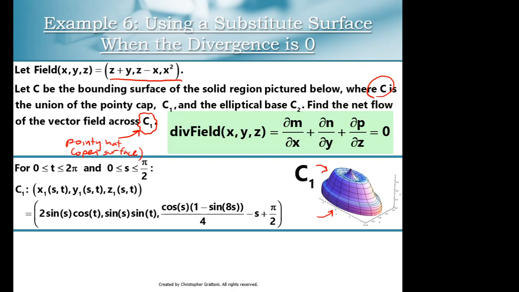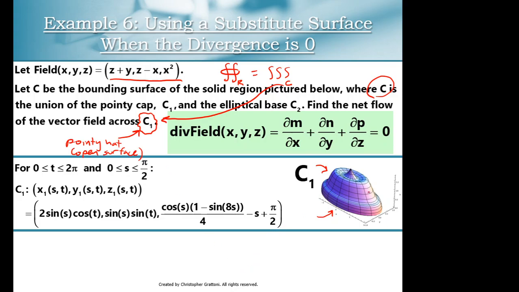Anyway, here's the idea. I want to find the flow across this open surface. I can't use the divergence theorem. I wanted to say Gauss-Green, but the divergence theorem. The reason I can't use it is that it's a correspondence between a surface integral for a closed surface and a triple integral for the interior of that surface. Well, bad news, C1 doesn't have an interior, it's an open surface.